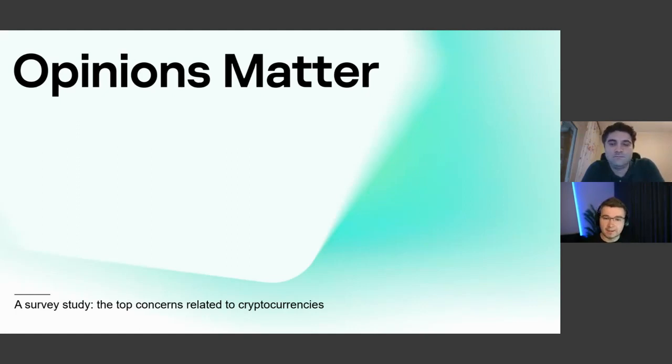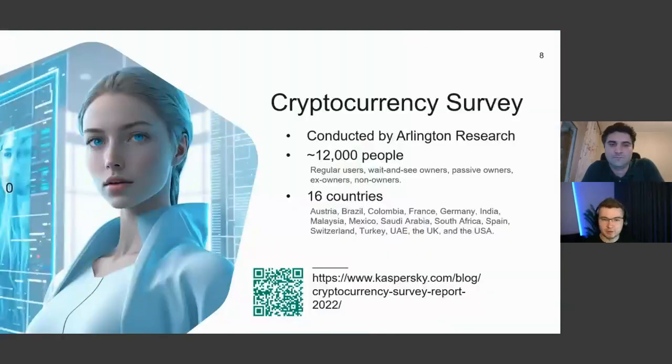Now, of course, to anticipate the future threats in the field, we must understand people's readiness and perception of cryptocurrency in general and the related issues. This is why we did a survey last year. Kaspersky commissioned a company called Arlington Research to undertake one quantitative global online research with about 12,000 people from 16 countries. The sample group included a diverse range of users with various familiarity with cryptocurrency. And users can be classified into 5 categories.